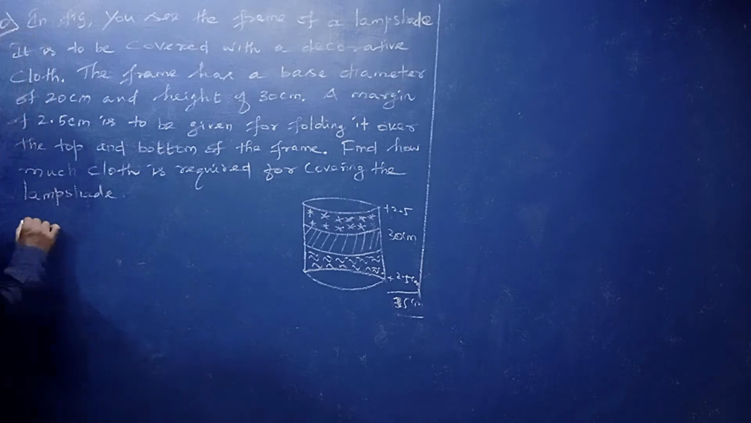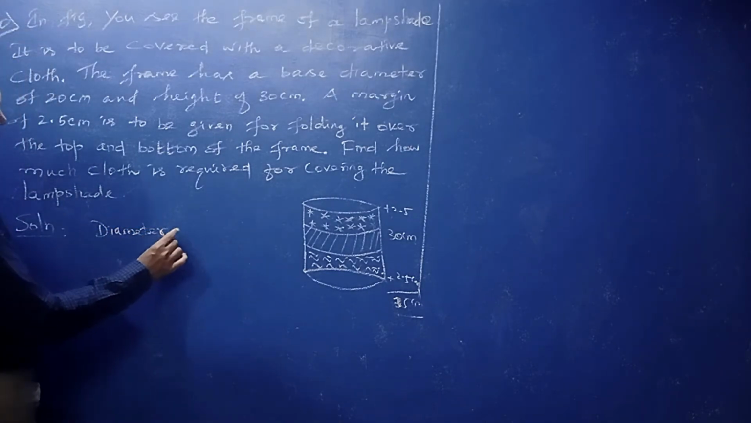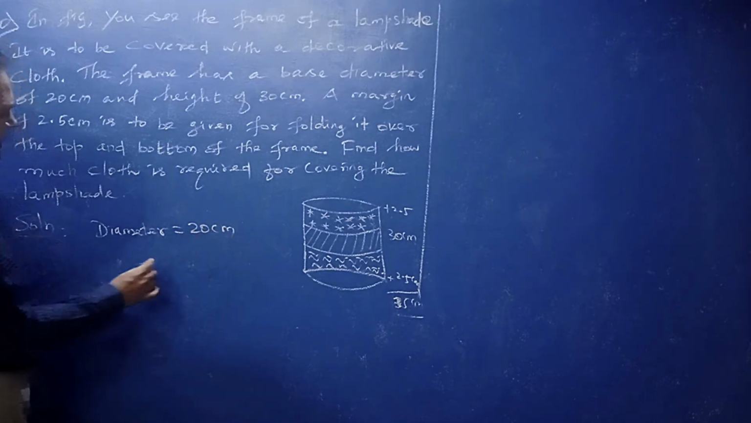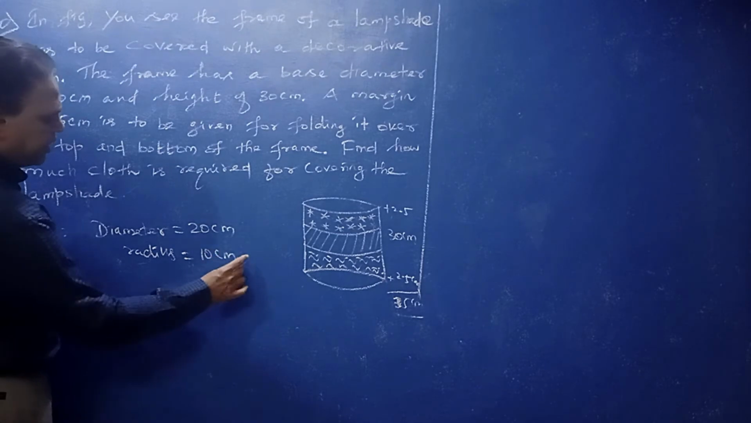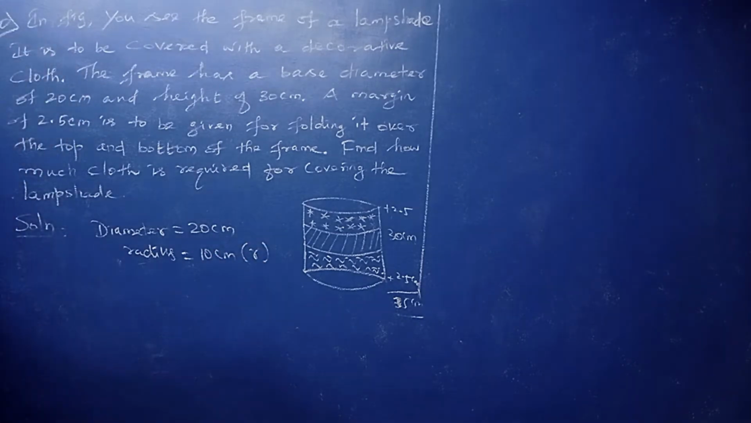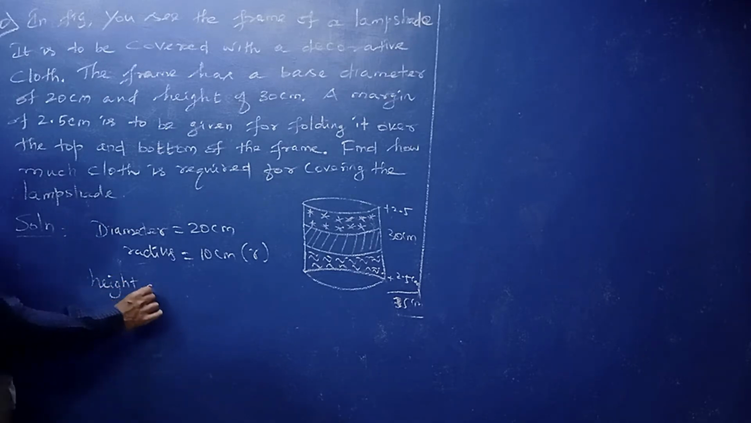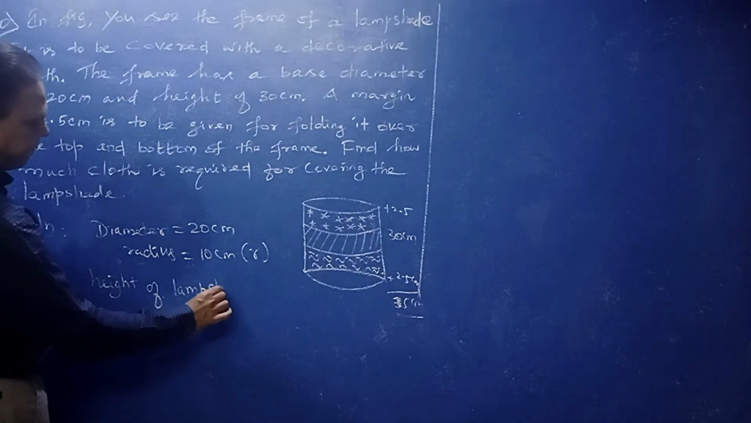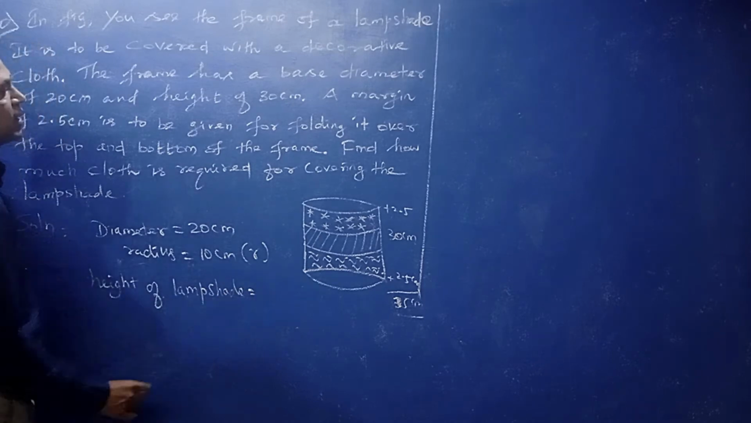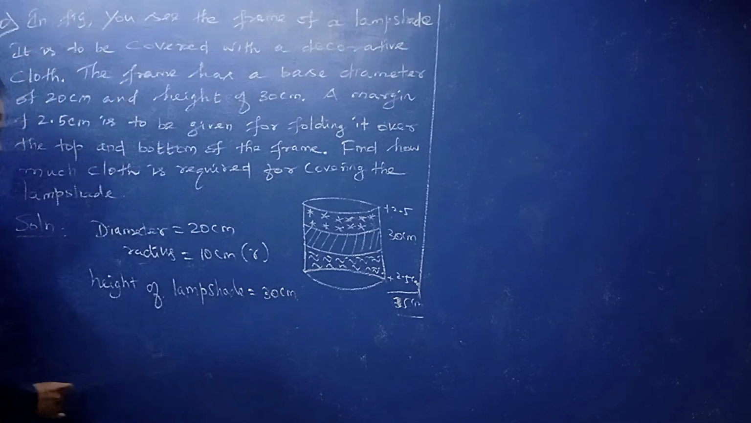The diameter is 20 centimeter. Therefore, radius you can easily find out. Radius is equal to 10 centimeter. Take it as r. But height is given. Height of the lampshade is 30 centimeter given.